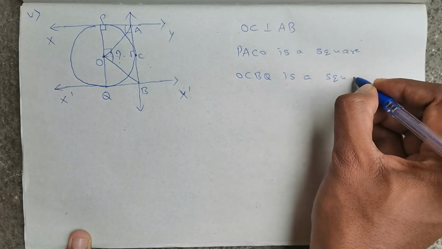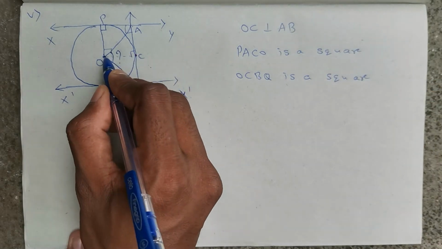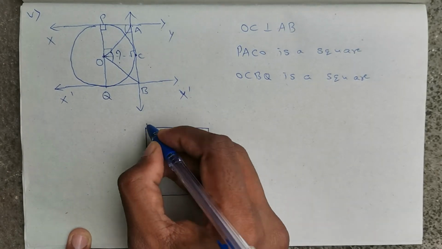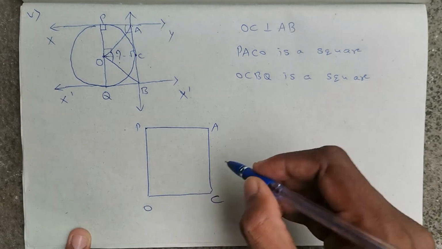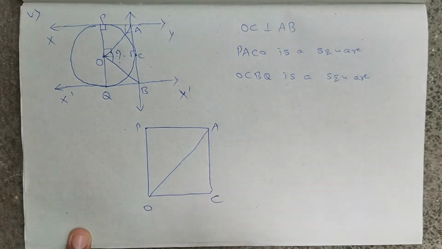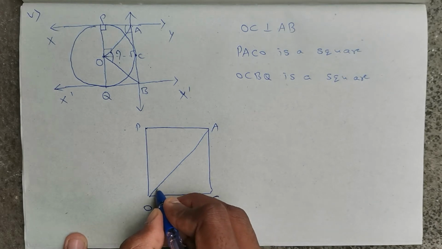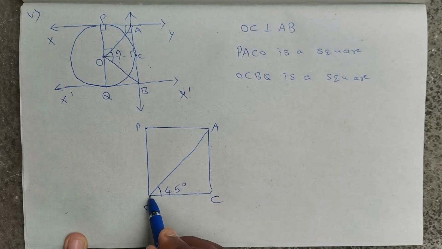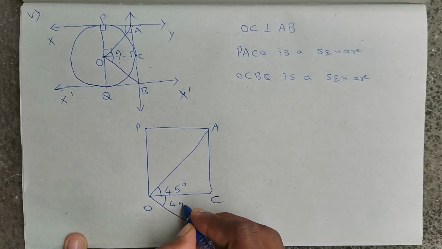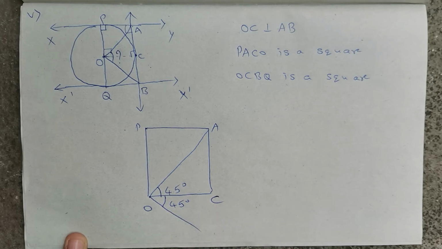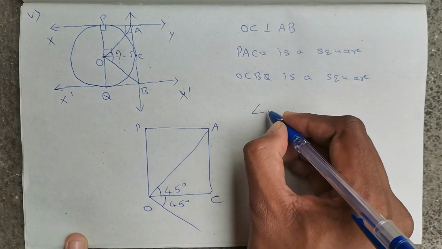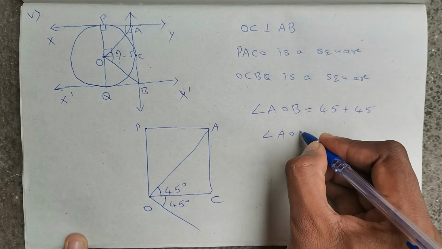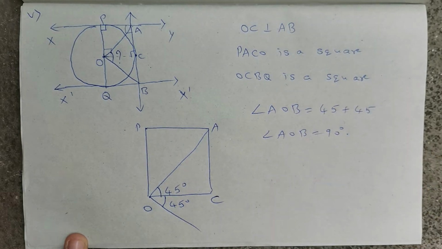The same way in the lower part also, OCBQ is a square. Now in the upper square PACO, here we have one line like this. Exactly, this is the angular bisector. So it means this lower part will be 45 degrees. The same way down also we have one more, the down one also will be equal to 45 degrees. So 45 plus 45 is nothing but 90 degrees. So angle AOB is equal to 45 degrees plus 45 degrees, then angle AOB is equal to 90 degrees.